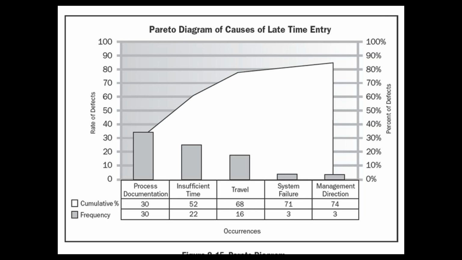So better not to address those categories which are of least value, like system failure and management direction. We should not start correcting them first. We should start correcting the biggest problem first, so we can have the greatest advantage achieved as early as possible. The Pareto diagram also has a law behind it, and that is called the 80-20 law.